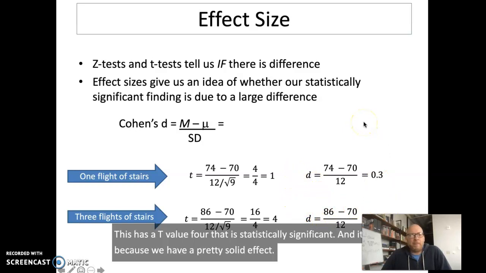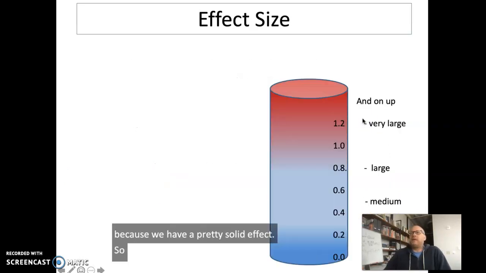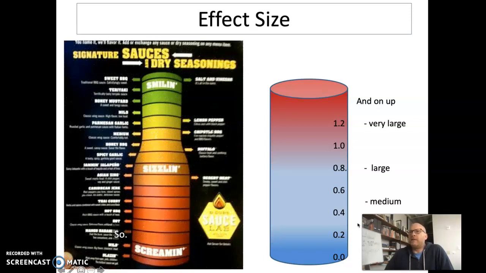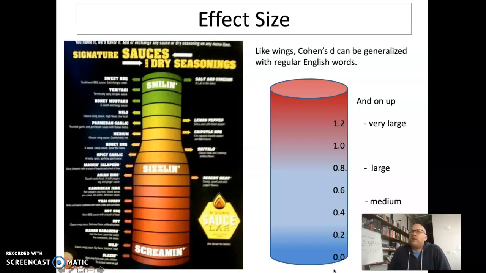So that's pretty big. How do we know how big effect sizes are? Well, this is kind of a scale to use right here. I got this idea from wings, believe it or not. If you go get wings, you know that you can describe wings using regular English words, going from not very hot to pretty hot to screaming hot. Effect sizes, we kind of use words like that too. We're less concerned with what the actual numbers are usually than what they tell us, and so we use those words right there.